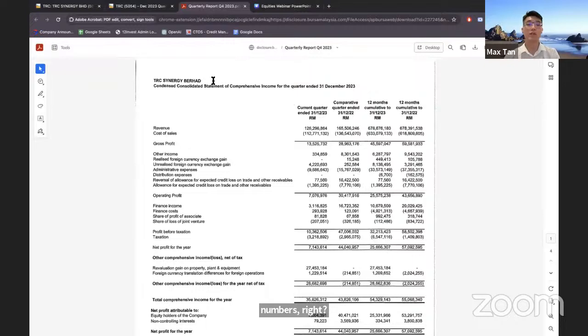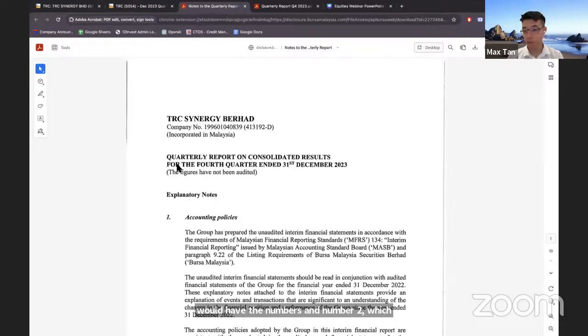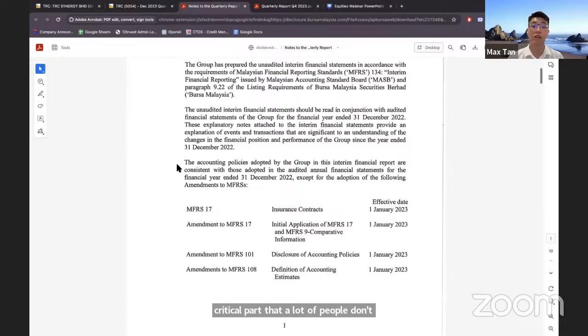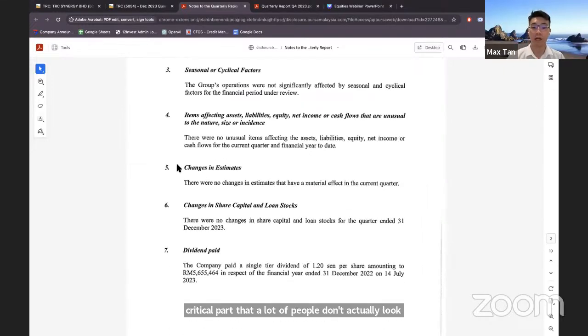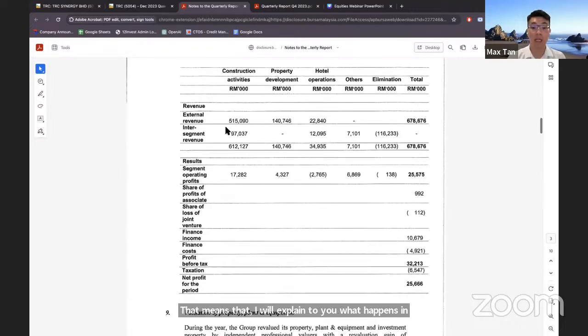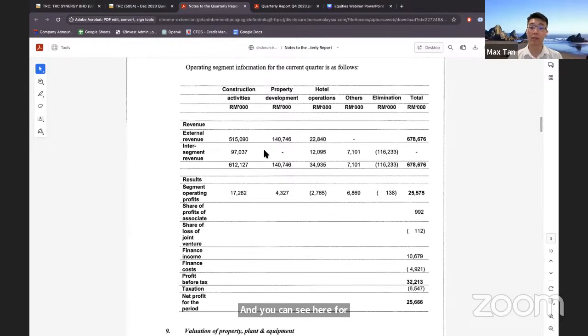Number one, they would have the numbers, and number two, which is the most critical part that a lot of people don't actually look into, is the explanatory notes. That means that I will explain to you what happens in this quarter particularly. For example, here the company pays dividend, and you can see here the revenue generated by the company. Again, back to what we have learned earlier, how does the company make money, or how do they generate sales? For TRC, it's from their construction, it's from their property, it's also from their hotel operation.